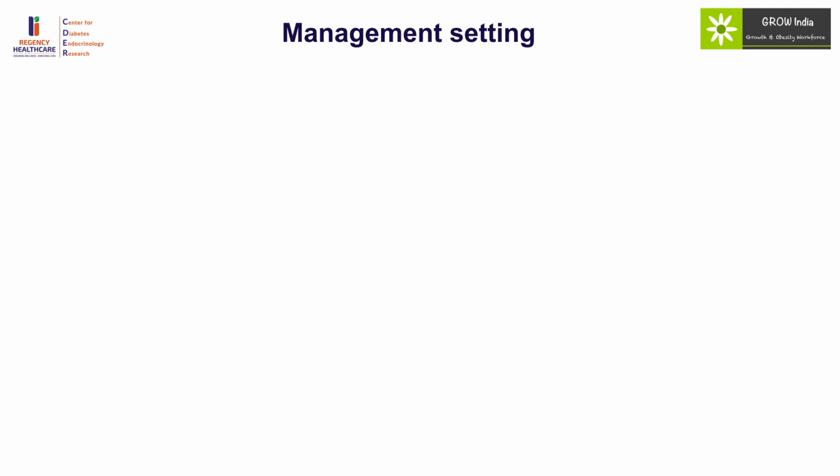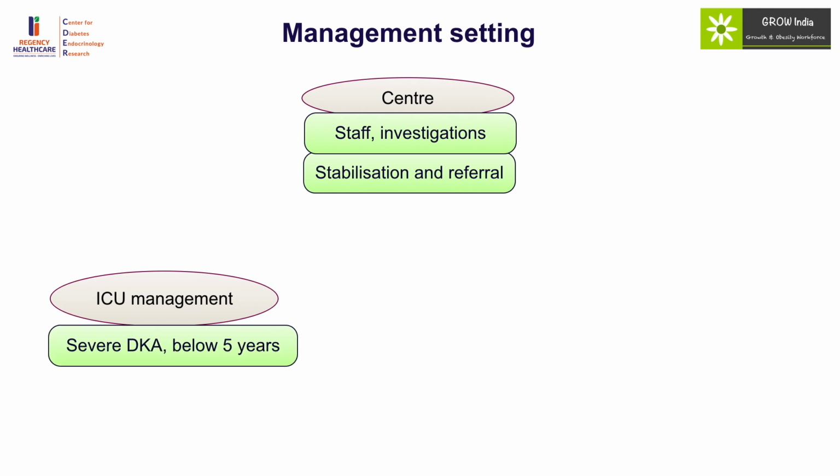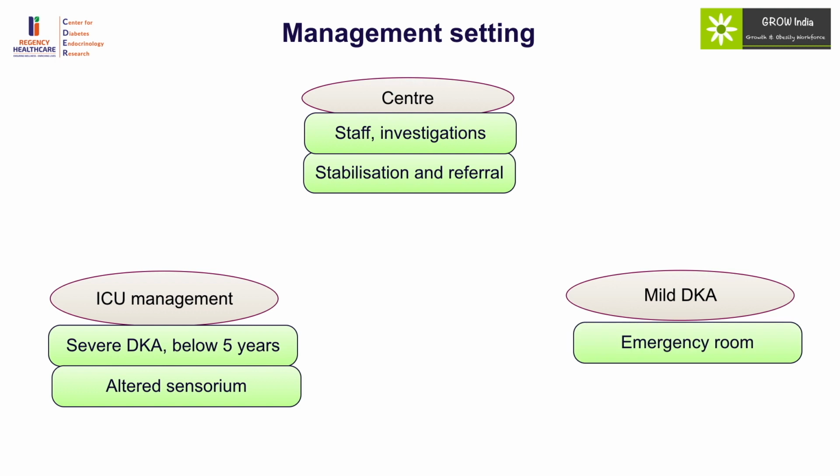So where should we manage our patients with diabetic ketoacidosis? It should ideally be managed in a center which has trained medical and paramedical staff in management of DKA, and facilities for doing investigations, particularly blood gas and blood ketone. If that is not possible, one needs to stabilize the child and refer to a higher center, because DKA is a potentially fatal disease if not managed appropriately. Children who have severe diabetic ketoacidosis, those who present below 5 years of age, and those who have altered sensorium should be managed in the ICU setting, while mild diabetic ketoacidosis can be managed either in the emergency room or on an ambulatory basis.